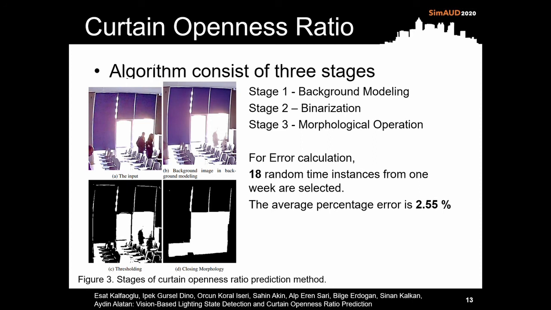For error calculation to evaluate the performance, 18 time instances from 1-week video recordings are selected randomly. The open regions of window for all instances are manually labeled. The average error from all selected instances is calculated as 2.55%.